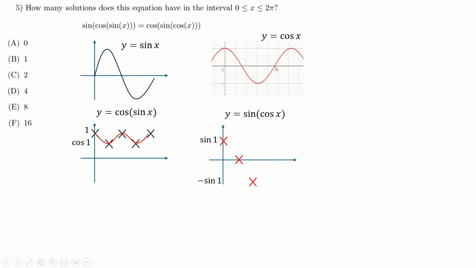Next would be 3 pi over 2. Cos of 3 pi over 2 is 0. Sine of 0 is 0. And then finally at 2 pi, cos of 2 pi is 1. So we're back at sine of 1 again. And that would be that one done.